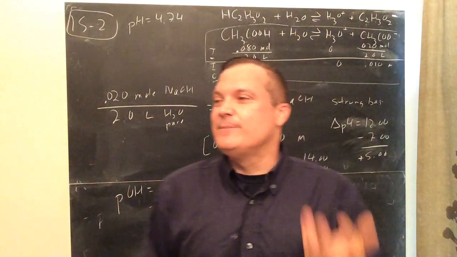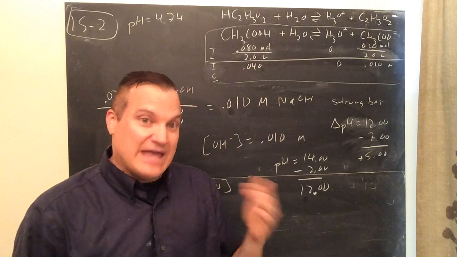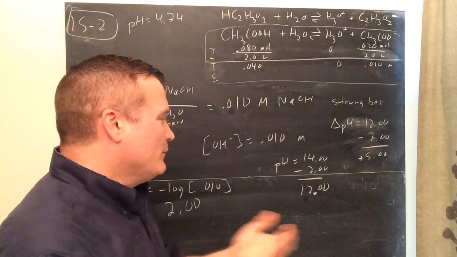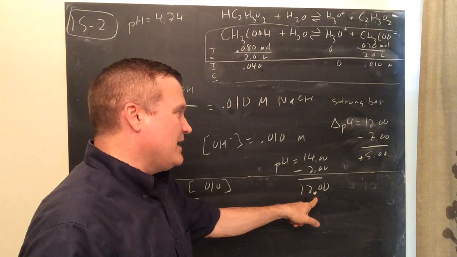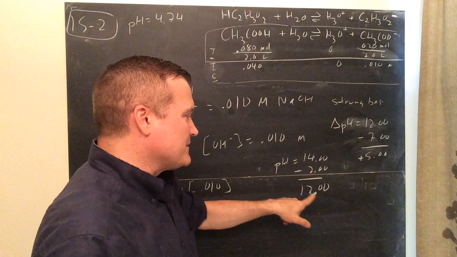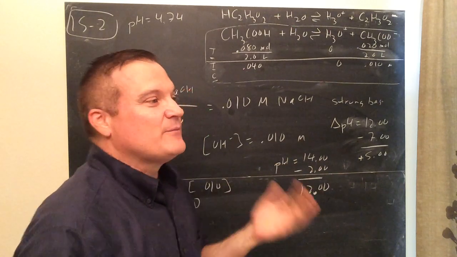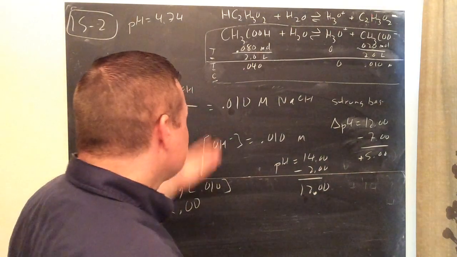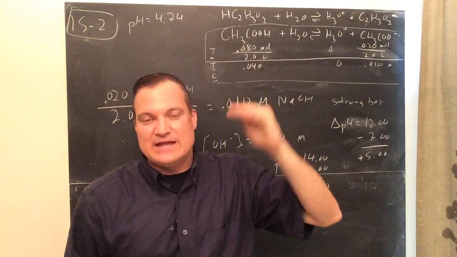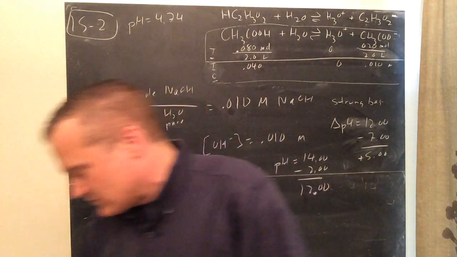So having the buffer in place, it buffered it. It combated the base being added. You wouldn't want your blood pH to shoot up from about 7 all the way up to 12 like that. That would be dangerous. But instead, in the buffer system, now that's not in your blood, but it changed only a very, very little bit.